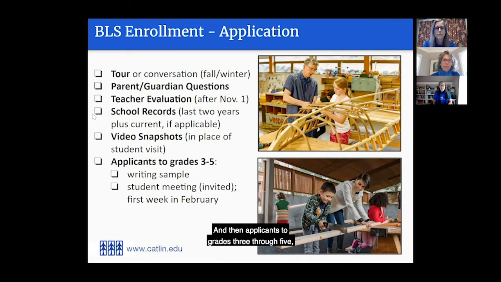And then applicants to grades 3 through 5 will be asked to submit a writing sample, just a piece of writing that they're really proud of. And there's prompts that are in the application as well. This is the first time we've done this. We would have done this when they came to visit, but this is now part of the application. And also a student meeting, which will happen virtually the first week in February. That is just for applicants to grades 3 through 5, and more information about the student meeting is on the website.